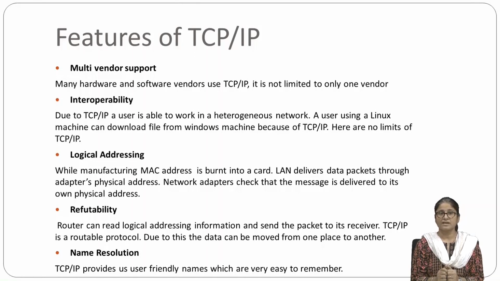Next one is routability. Routability means a router can read the logical address information and send the packet to its receiver. The TCP/IP protocol is a routable protocol. Due to this characteristic, data can move from one place to another place.